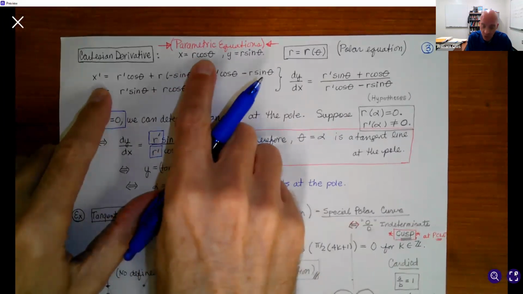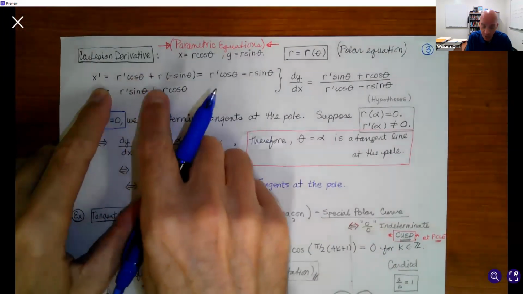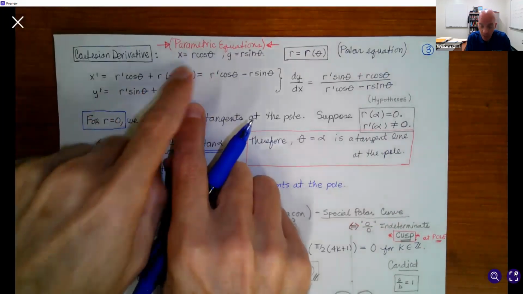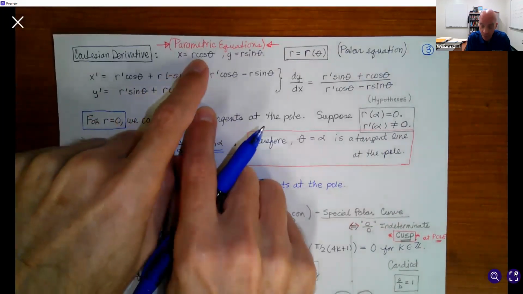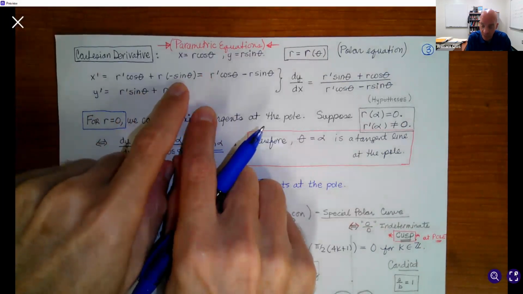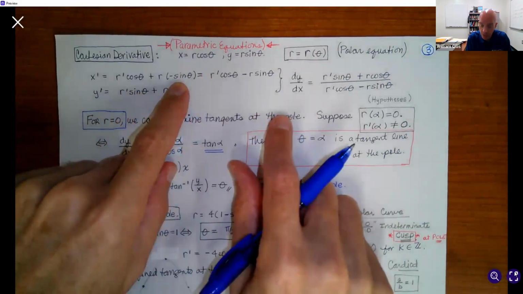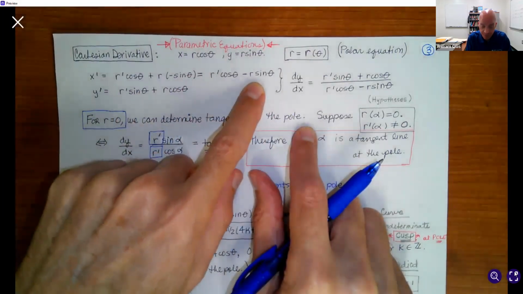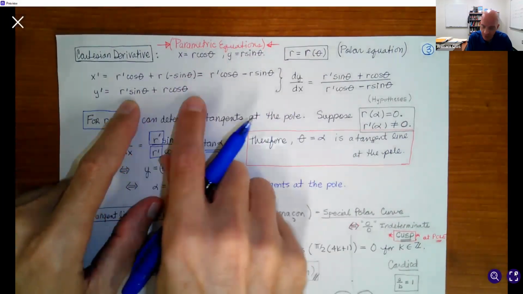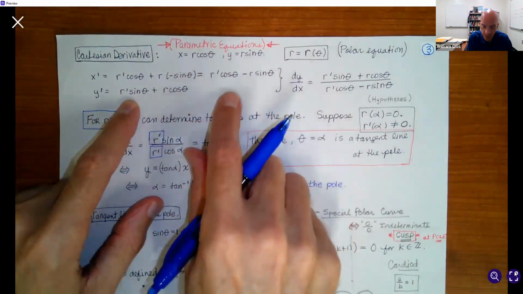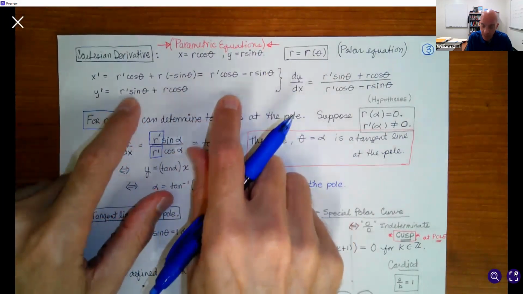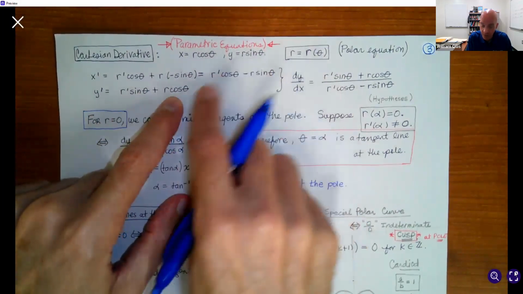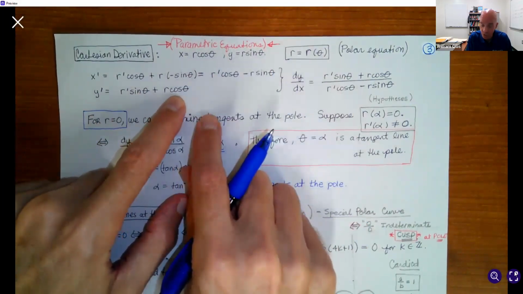So we can apply the chain rule here to get x prime, which would just be r prime times cosine. And then, of course, leave the r alone by the product rule and take the derivative of cosine and get negative sine. So this gives us r prime cosine theta minus r sine theta. Now we can do the same for sine. We'll just get y prime is r prime sine theta, and then, of course, the derivative of sine is cosine, and then we just get r cosine theta.